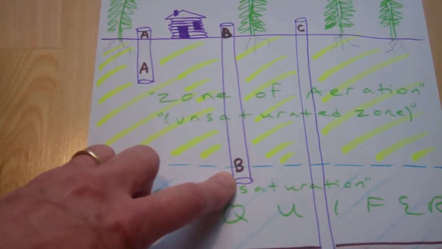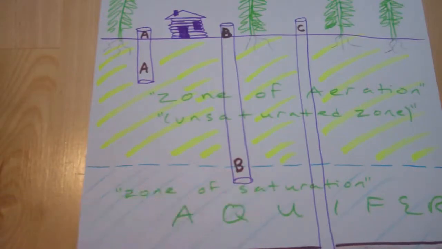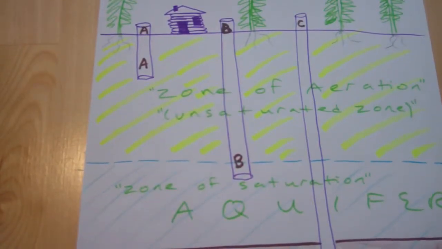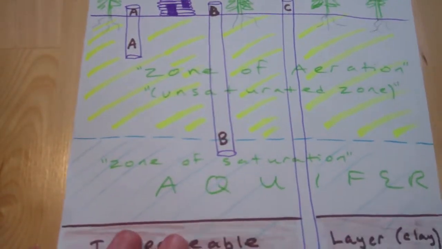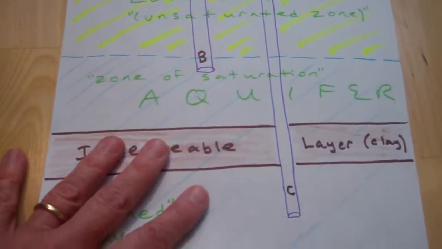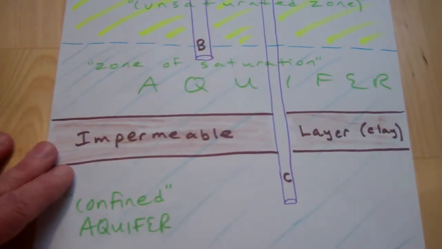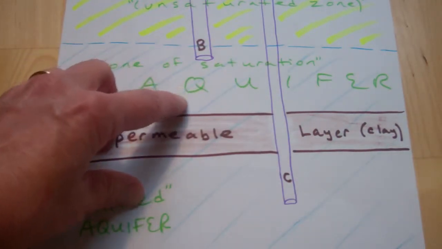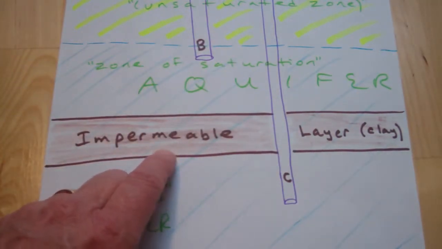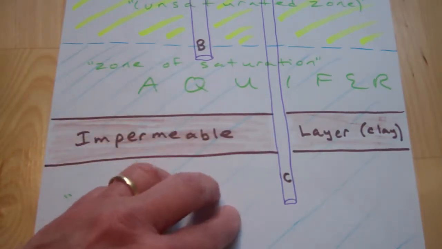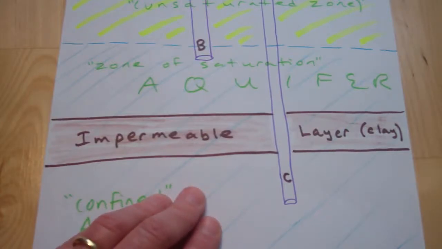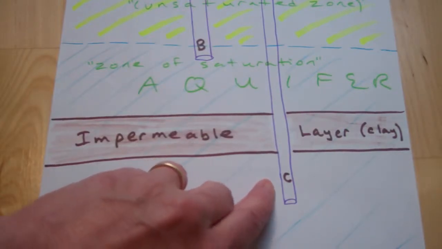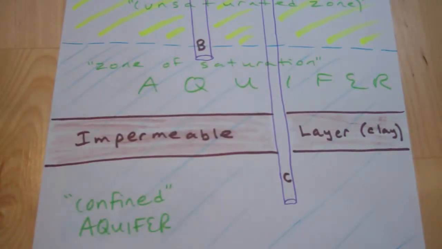All right, well, if they were lucky enough to have well C as well on their property, that would not be contaminated, because if that oil keeps filtering down, it's going to get to this impermeable layer. It can't go through the impermeable layer. So this water is fresh and clean. So this family would want to use well C if there was indeed an oil spill.